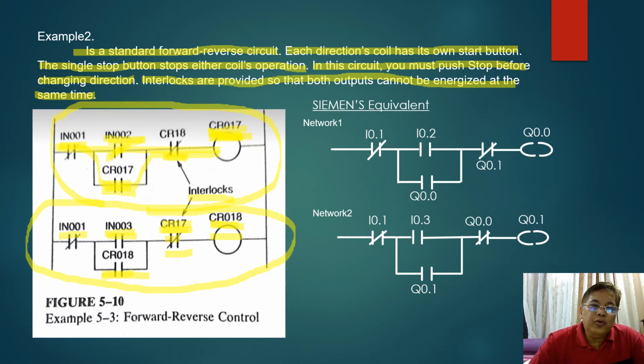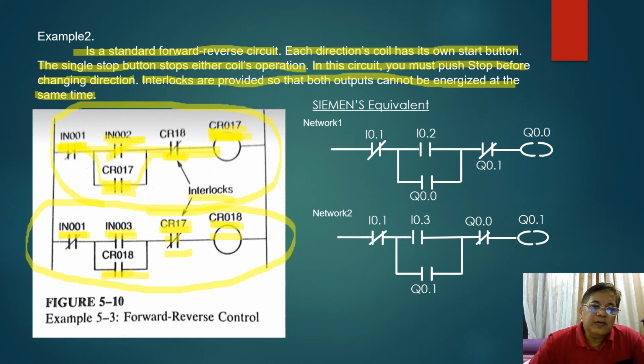Now, if you want to do the reverse operation, all you have to do, based on the problem, is to push the stop button, and then the forward operation will be de-energized. No current can pass from left to right because input 001 here will be open. So if this is open, both CR017 and CR018 will be de-energized.